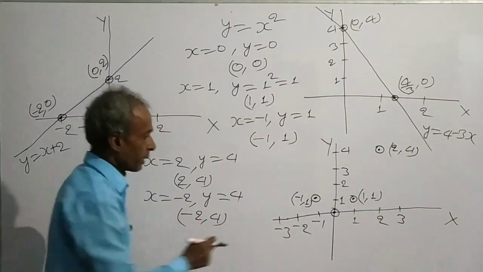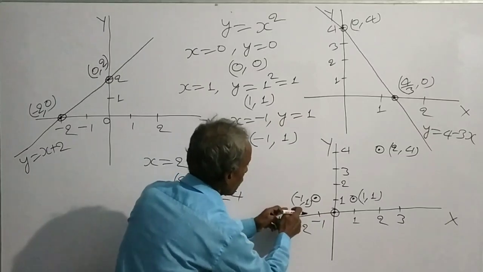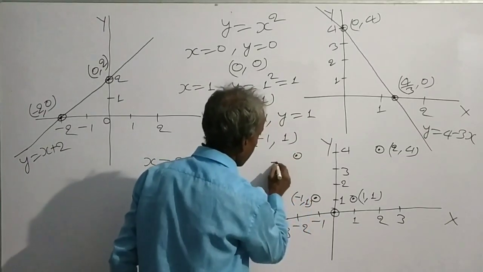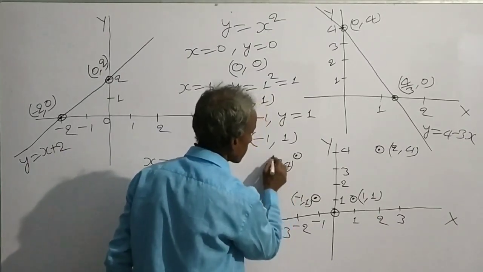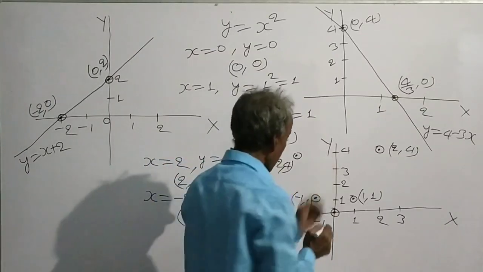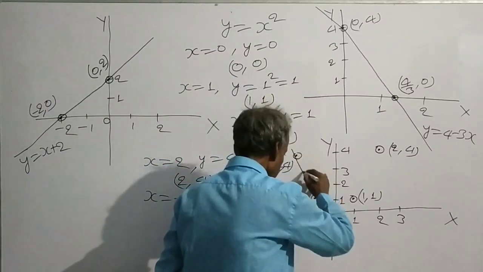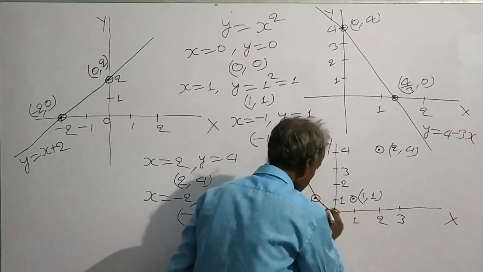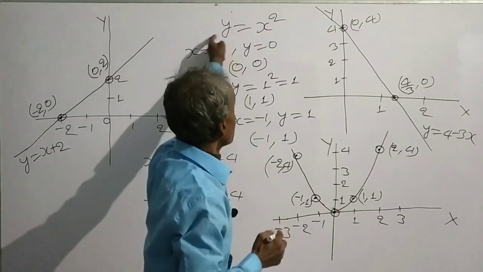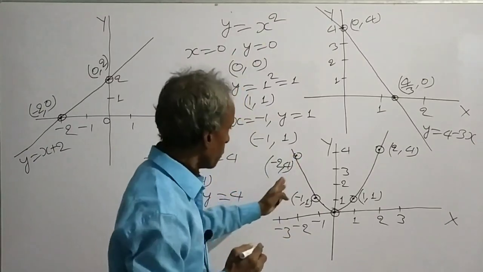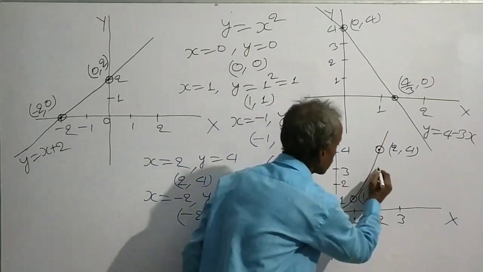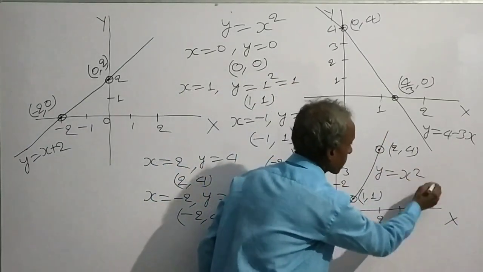Minus 2, 4. X coordinate minus 2, y coordinate 4. This point will be minus 2, 4. Now, join all these points by free hand, we get the graph of y is equal to x square, which looks like this. Y is equal to x square.